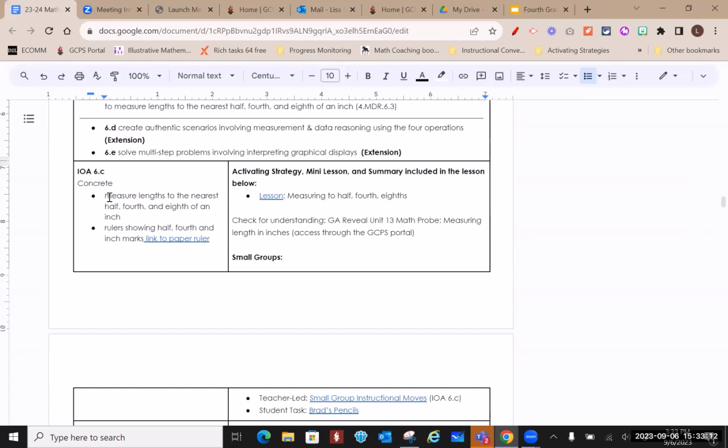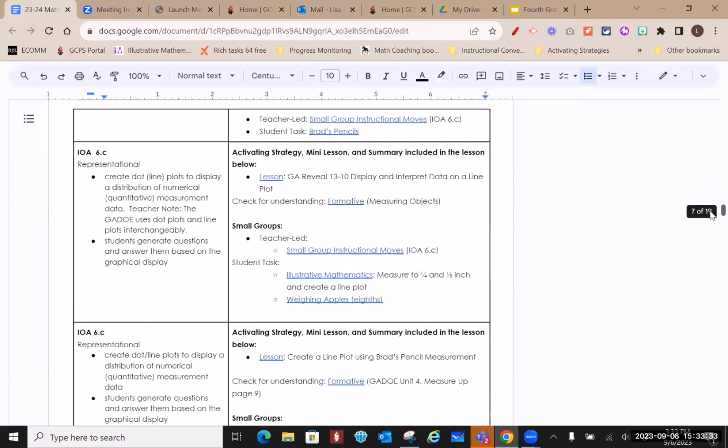You can see that the first day of pacing just focuses in on measurement to the nearest half, fourth, and eighth inch. And remember, vertically, they are coming in from third grade already measuring to the nearest half and fourth inch. So we're adding in that eighth of an inch. So this lesson, that is the focus.